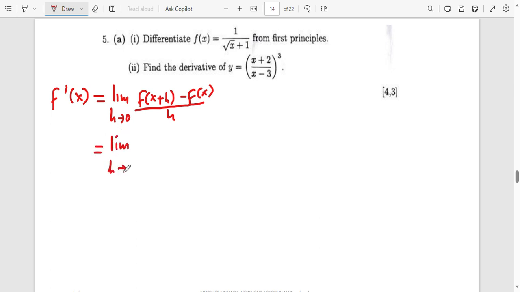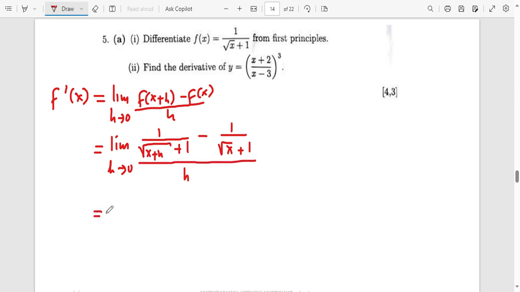So this becomes limit as h approaches 0. In this function, where there is x, we're going to put x plus h. So that becomes 1 divided by square root of x plus h, and then plus 1. And then remember it is minus f of x, meaning write f of x itself, write the function the same way it has been given, that is f of x. So minus 1 divided by square root of x plus 1. Remember everything is supposed to be over h.